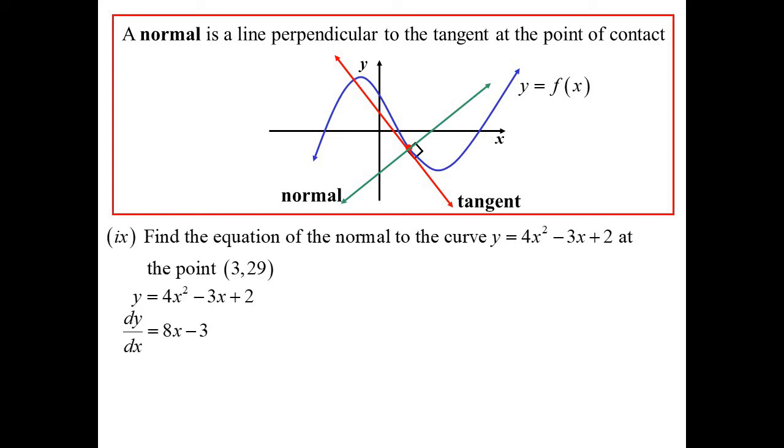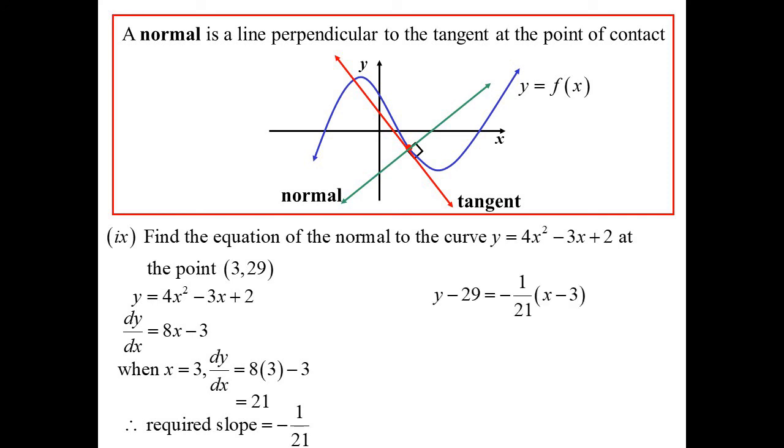So y is 4x squared minus 3x plus 2. dy/dx is 8x minus 3. Again, that's not the slope of the tangent, that's the formula. We want x equals 3. So when x equals 3, the derivative is 21. So the slope I want, because we're not finding the tangent, we're finding the normal, is the negative inverse: minus 1 on 21. Point slope formula.